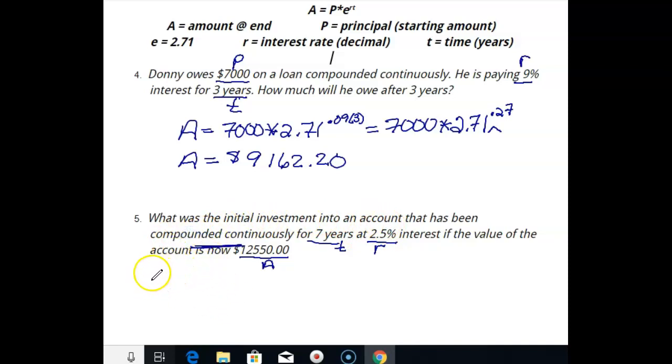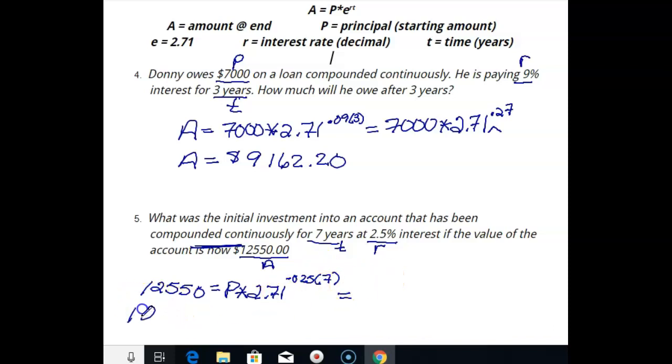And again, we're compounding continuously, so we're going to use the E. So $12,550 equals, I don't know, P times E, 2.71, raised to the 0.025, the interest rate as a decimal, times 7. I'm going to simplify this as much as I can.